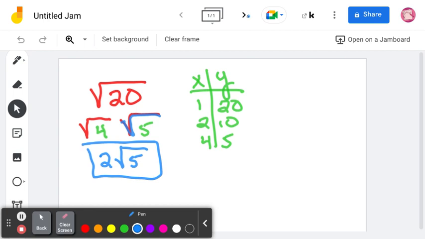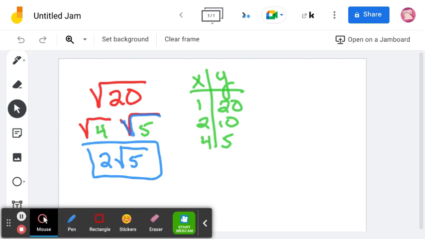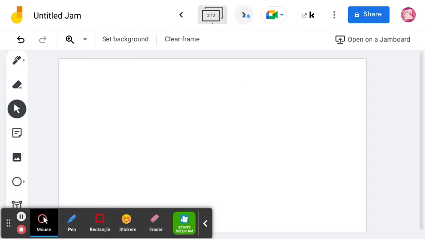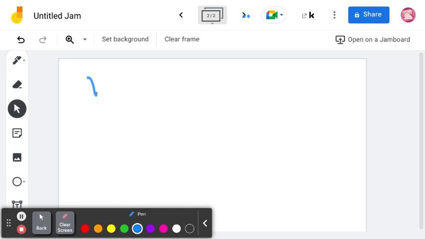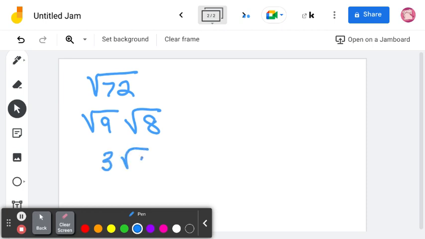Let's try another one. Let's do square root 72. Now this one's tricky. I'm going to do this a couple different ways. A lot of people know 9 times 8 is 72. But when you're doing this, you want to find the biggest perfect square. I could do, okay, square root of 9 is 3. But the problem is I could simplify this again. It's not fully simplified.